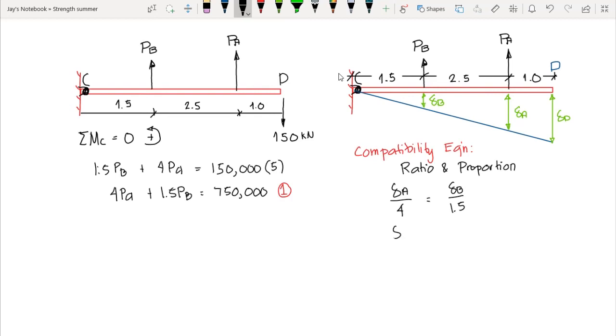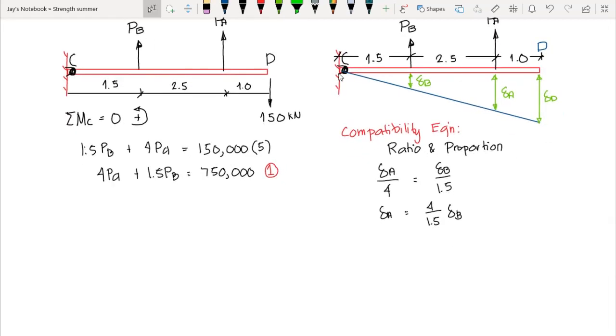Or we could say that the deformation of A is equal to 4 over 1.5 the deformation of B. Okay? So we can further simplify it like this. Deformation of A is equal to 4 divided by 1.5, that is equal to 2.667 the deformation of B, bar B. Okay, so we have our compatibility equation.